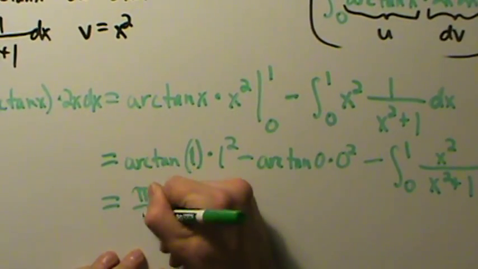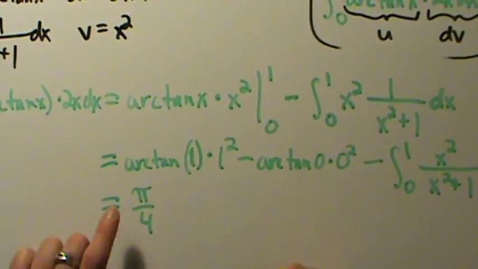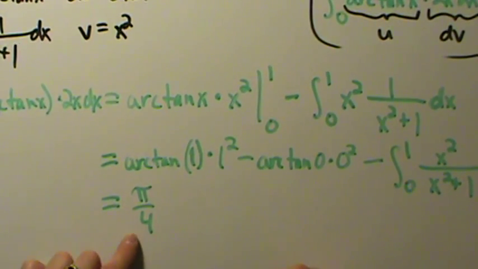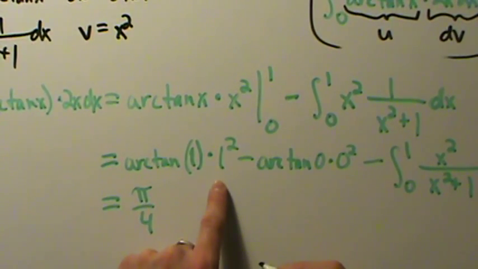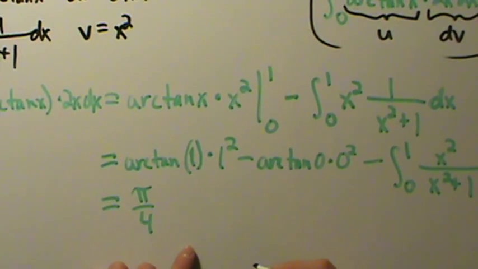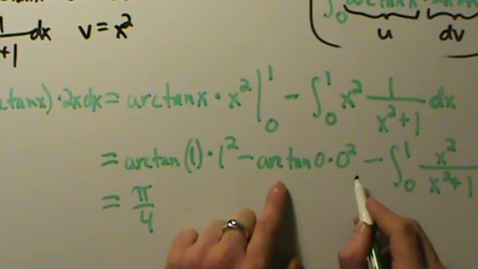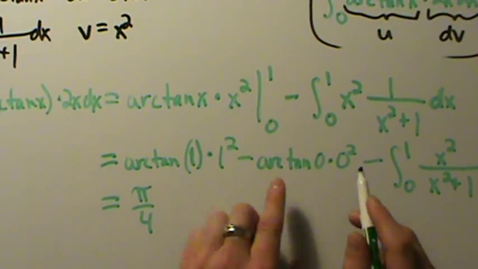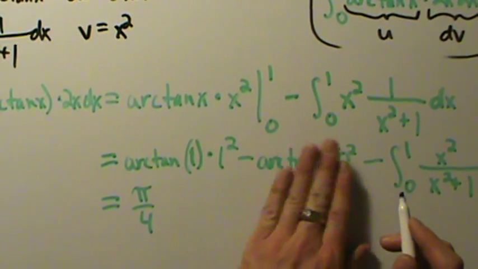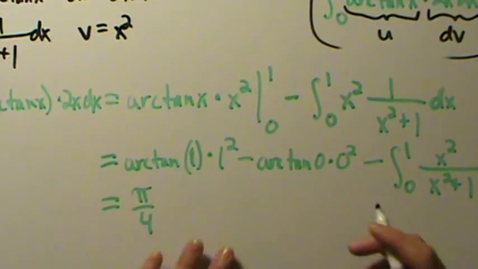So that's a trig thing. We don't want to get too hung up on that in this video, but inverse tangent of 1 is pi over 4. 1 squared is 1 multiplied by 1, you're not really doing anything, so that's pi over 4. Inverse tangent of 0 is 0. 0 squared is 0, so you're just multiplying zeros together. So this whole thing is just 0. This whole thing right here is just 0, so forget about it, it's done.